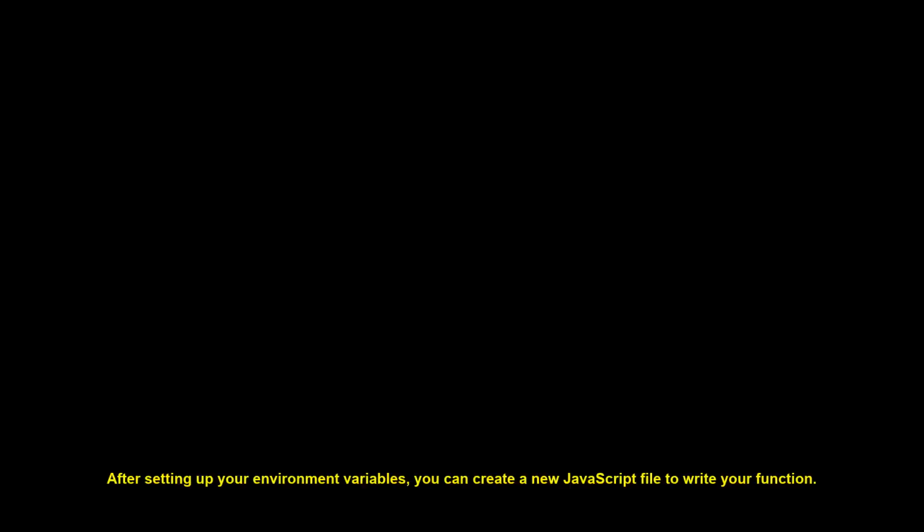After setting up your environment variables, you can create a new JavaScript file to write your function. Create a file named index.js in your project directory. In index.js, require the Chainlink Functions library and any other needed modules. Start by importing the necessary dependencies at the top of your file.